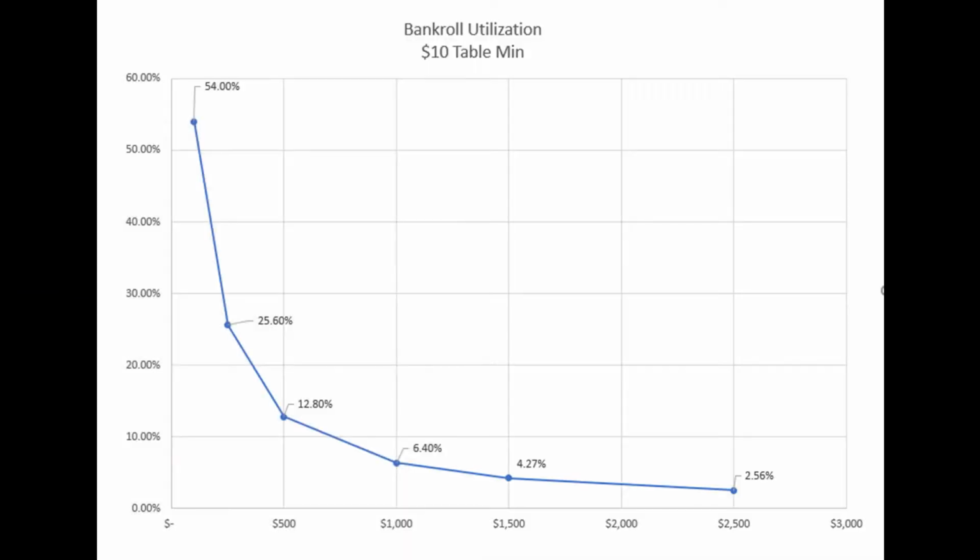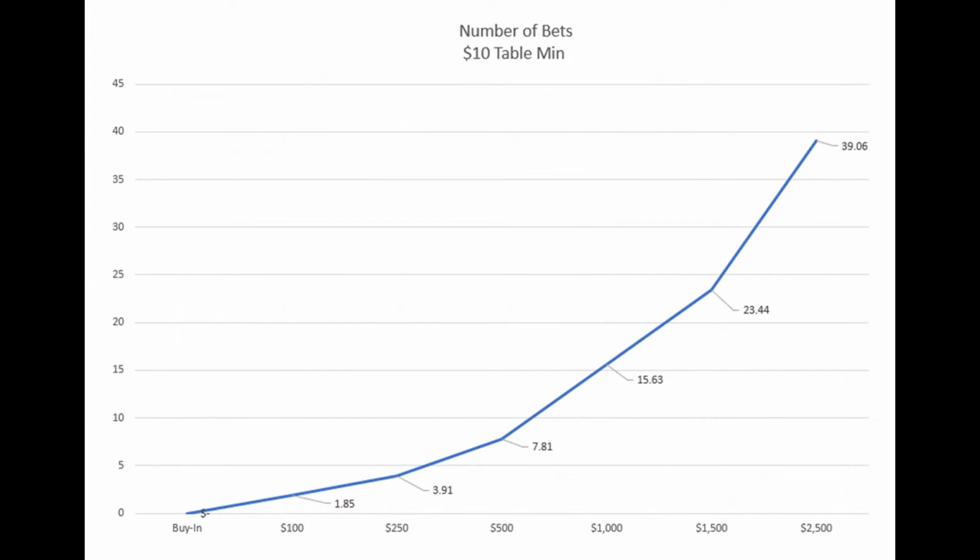In this bankroll utilization chart, you can see that a $100 bankroll is at 64% utilization. A $250 bankroll is at 25.6% utilization, and a $500 bankroll is at 12.8%. 1,000, 1,500, 2,000, 2,500, of course, are going to be even less. And what this translates to is the number of bets that you can withstand at this utilization. A $100 buy-in can make 1.5 bets. A $250 buy-in can make 3.91 bets, and a $500 buy-in can make 7.81. And you can see it goes on up to 39 bets for a $2,500 buy-in.